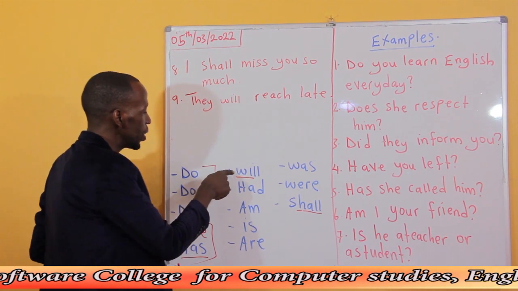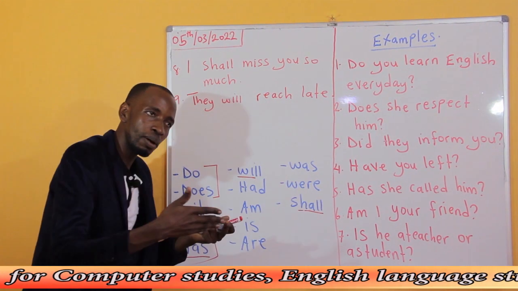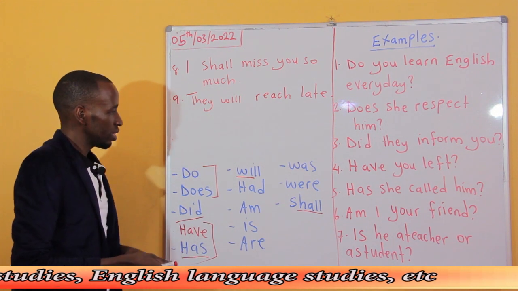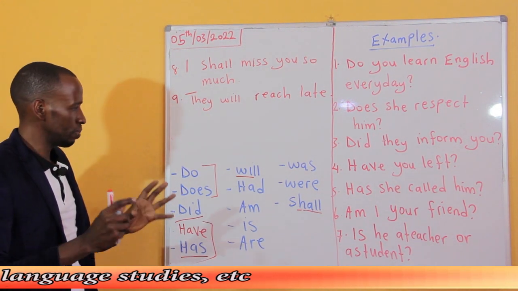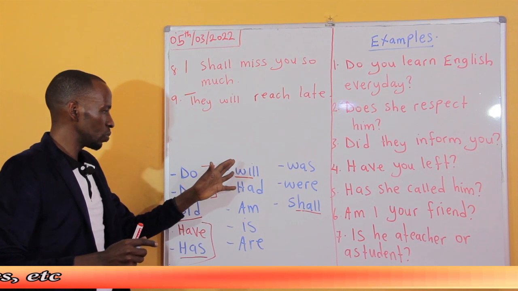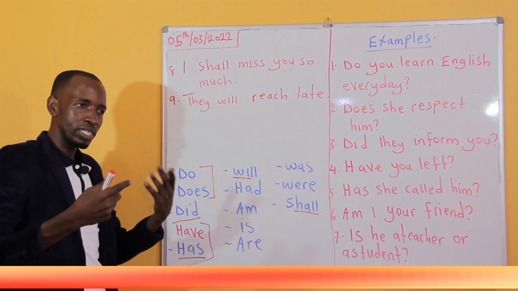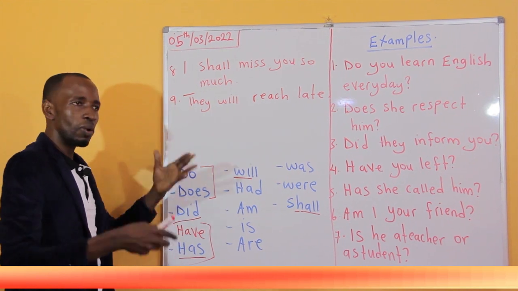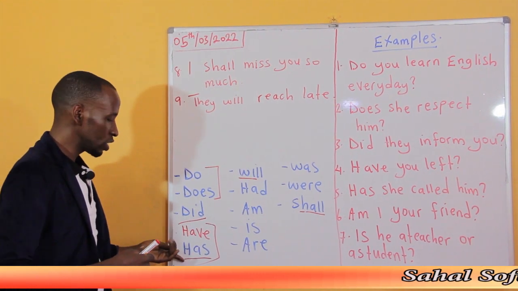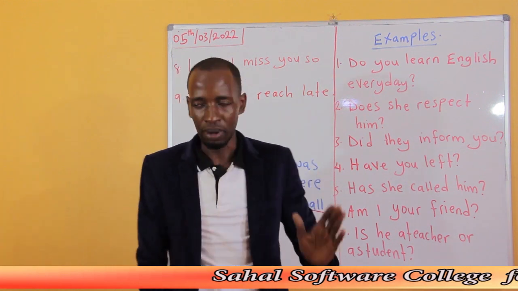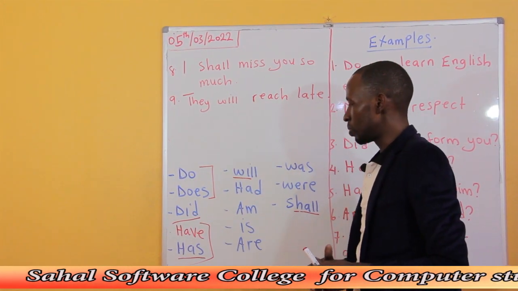So that is will and shall talking about the future. So that's very important really. Very, very important to know how we can use will and shall talking about the future. Do and does talking about present simple. Did talking about past, and have and has talking about present perfect with past participles.